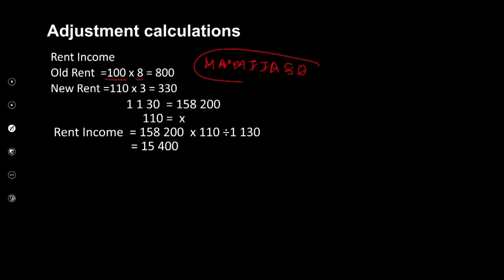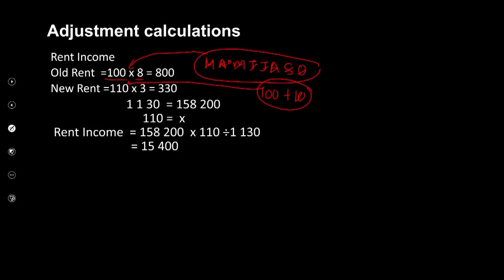So these 8 months represent the old rental, to be 100. So multiply 100 by 8 to give you 800. Then your rental was increased by 10%. Therefore, watch this here. 100 plus the 10% will give you the 110 we want for our new rental. And it was only received for 3 months.